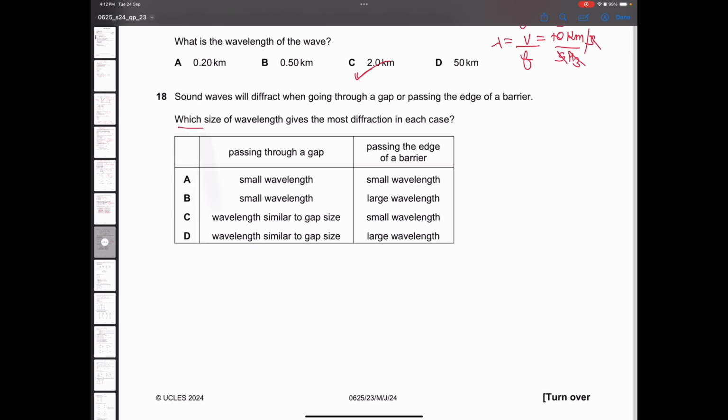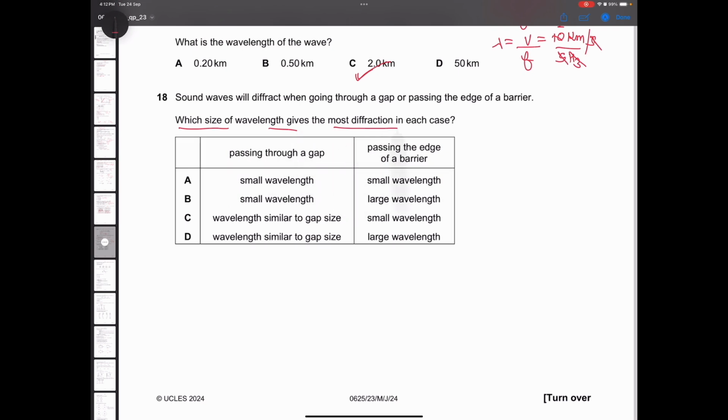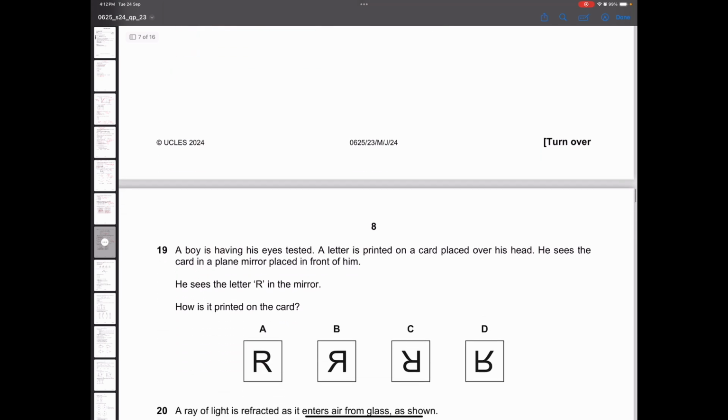Which size of wavelength gives the most diffraction? We know that the greater the wavelength, the better it is. And if it is not greater, it should at least be equal to the gap size. So small wavelength is out of the options. Wavelength similar to gap size. So we have to discuss passing the edge of a barrier. Now you know that the wavelength should be large. So option D is the correct answer. Large in both cases provides the best diffraction.